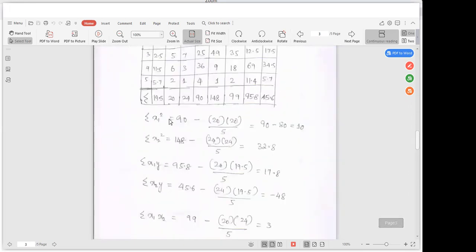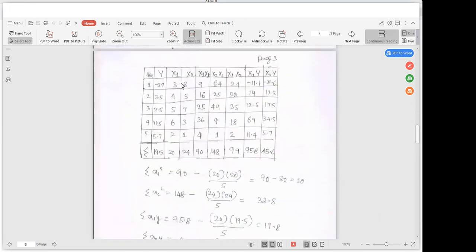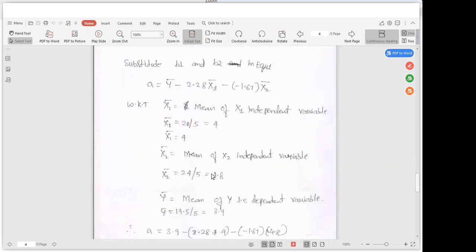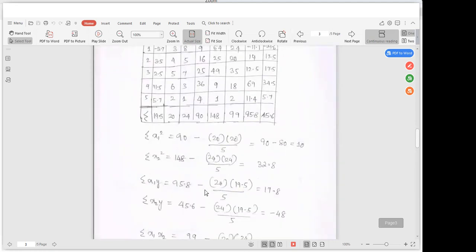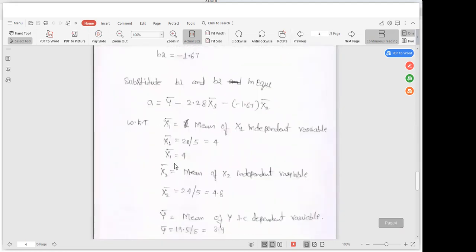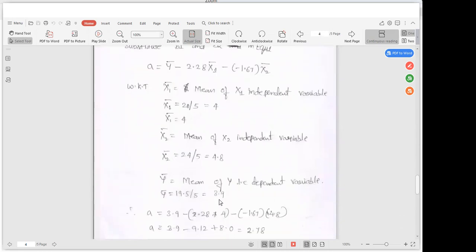So x2 bar is nothing but the summation of x2, which is 24, divided by 5, and 24 divided by 5 gives 4.8. Then y bar is equal to the mean of y, which is the dependent variable. So the mean of y is 19.5 divided by 5, which is equal to 3.9.